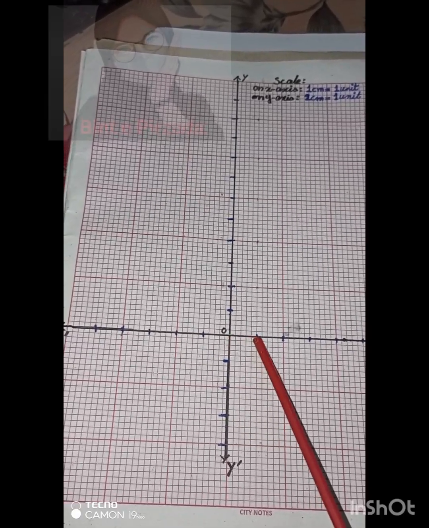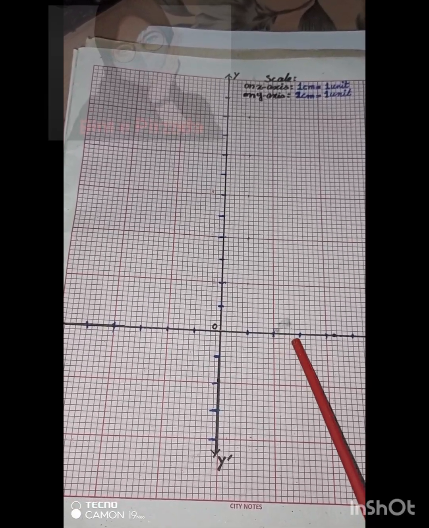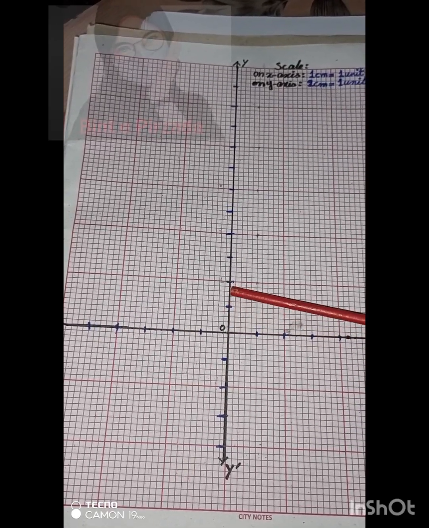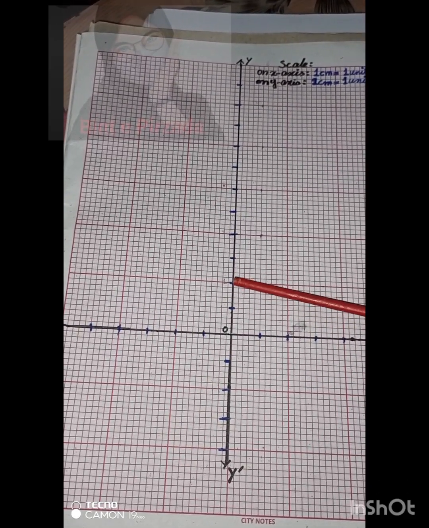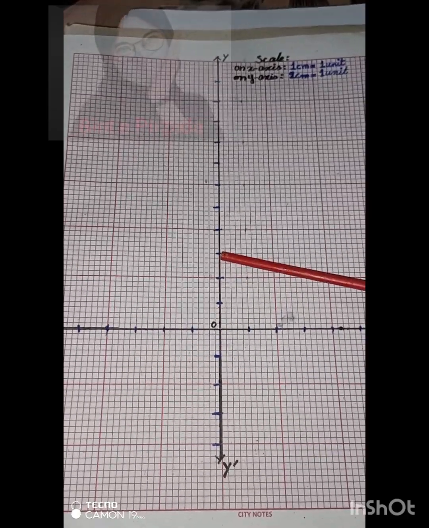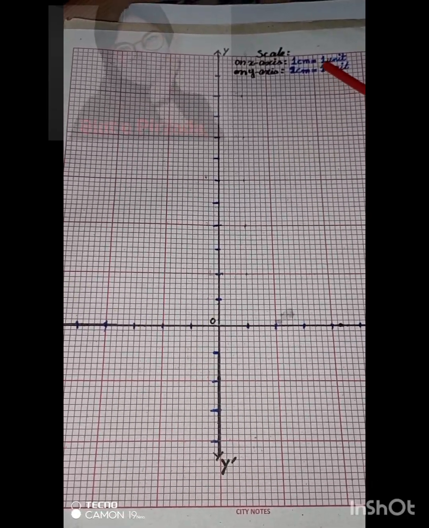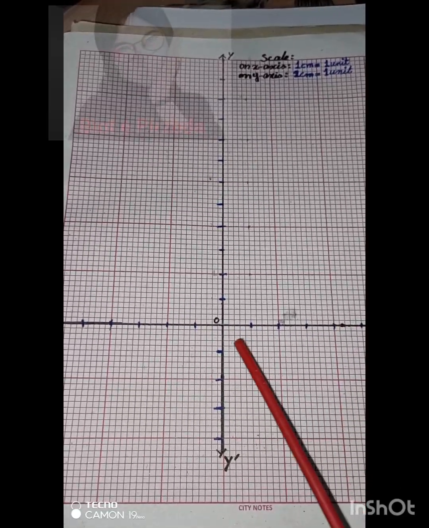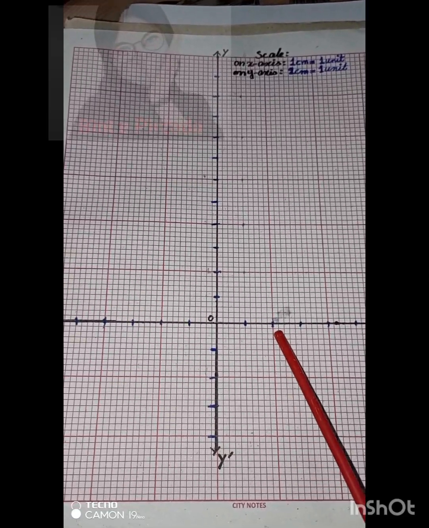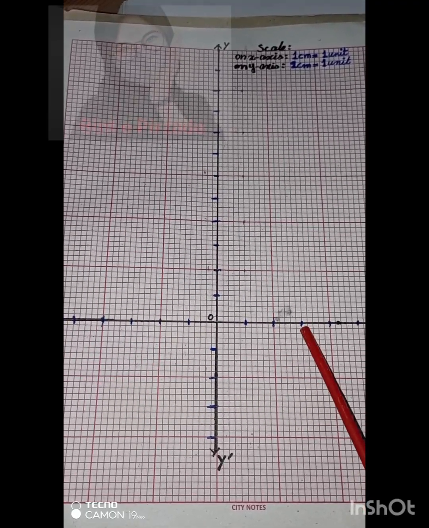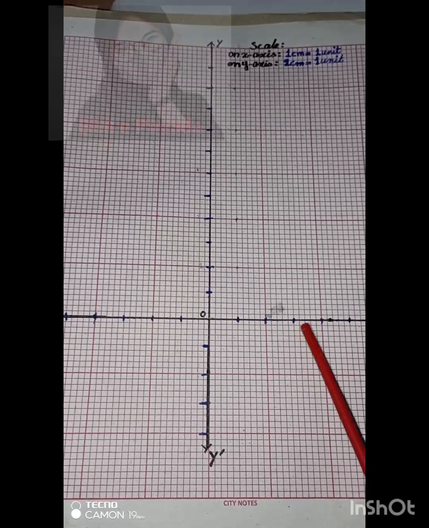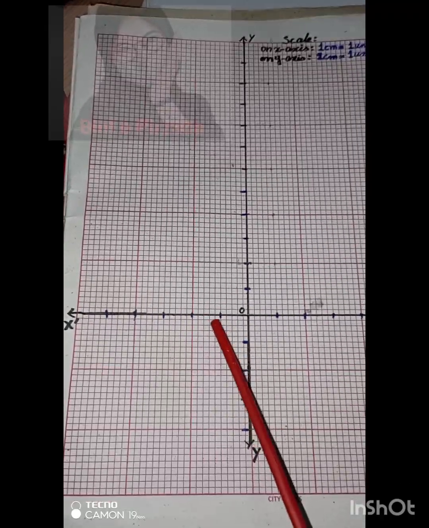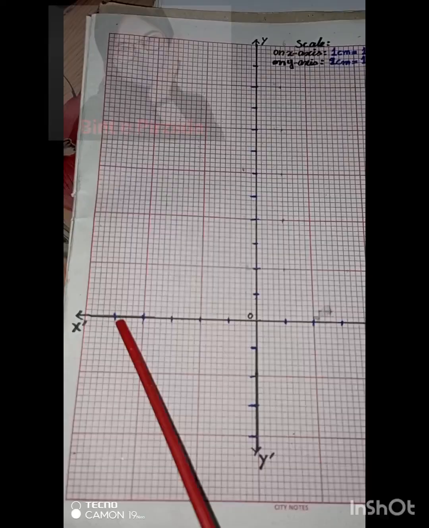Now this is 1 centimeter, this is 1 centimeter, this is 1 centimeter along the x-axis; this is 1 centimeter along the y-axis, this is 1 centimeter along the y-axis, this is 1 centimeter along the y-axis. Now the scale given in the question for the x-axis is 1 centimeter to 1 unit, meaning 1 centimeter for 1. Then for the next 1 centimeter we will write 2, for the third 1 centimeter we will write 3, 4, 5 and so on. Similarly on the left-hand side, minus 1, minus 2, minus 3, minus 4, minus 5.